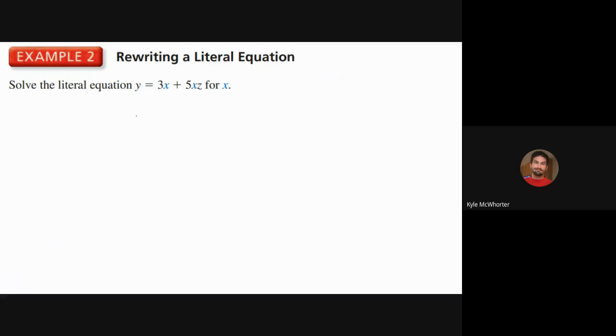Okay, so example 2, we get this literal equation y equals 3x plus 5xz, and we need to solve for x.